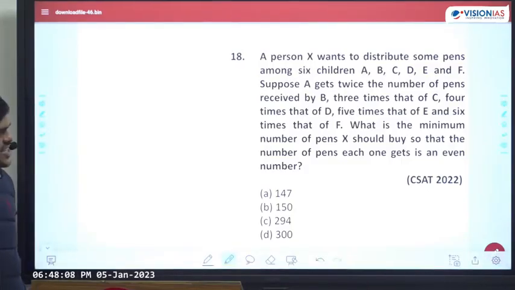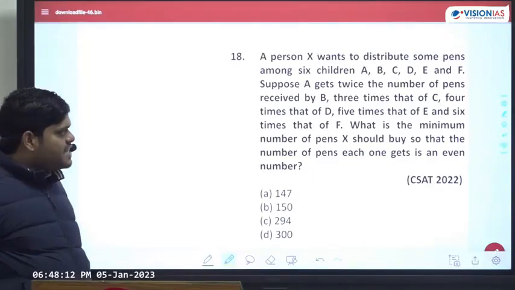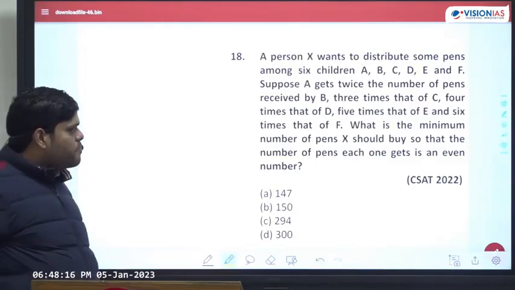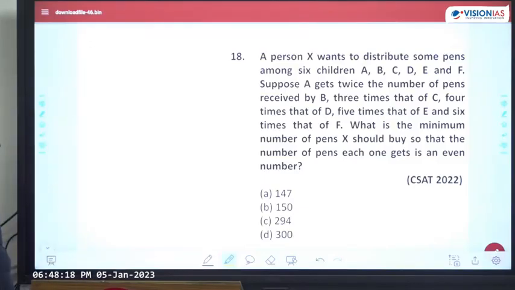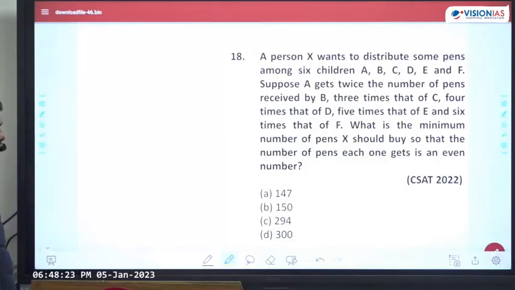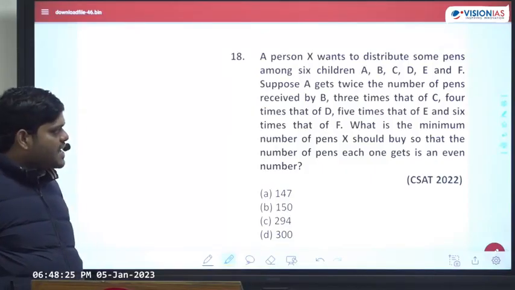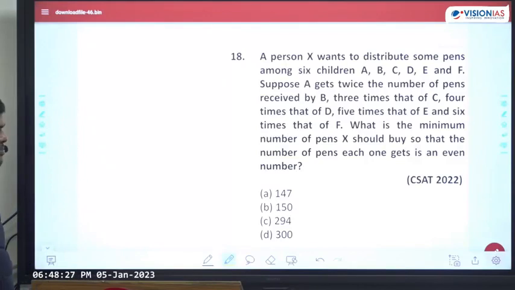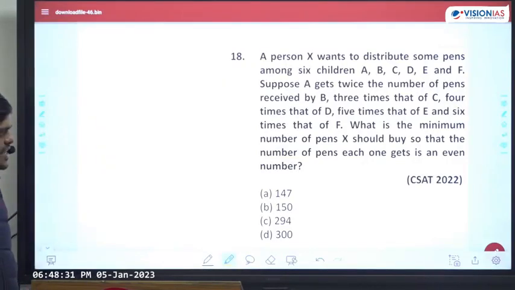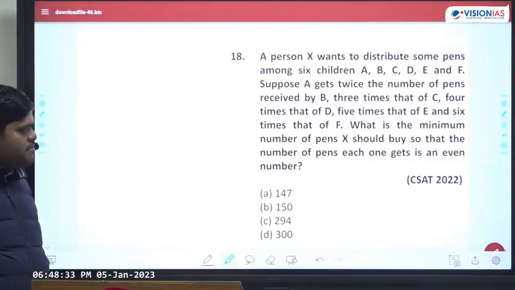A person X wants to distribute some pens among 6 children, A, B, C, D, E, and F. Suppose A gets twice the number of pens received by B, thrice that of C, 4 times that of D, 5 times that of E, and 6 times that of F. What is the maximum number of pens X should buy so that the number of pens each one gets is an even number?